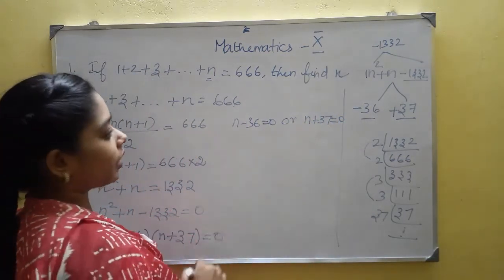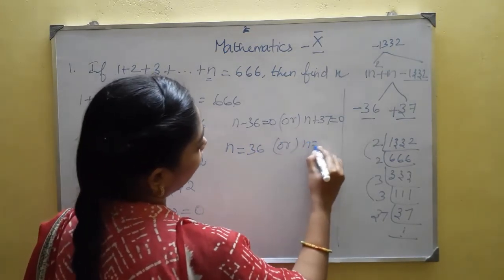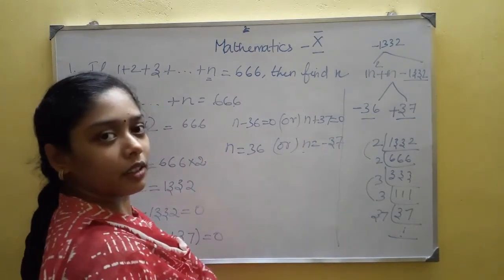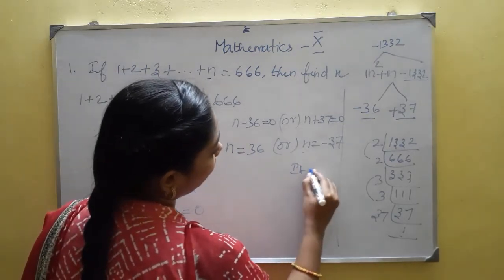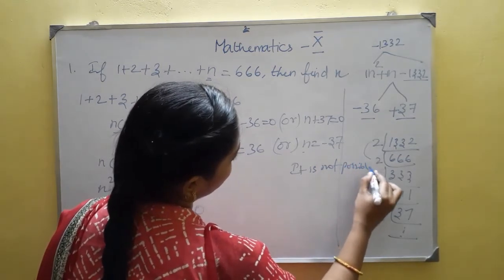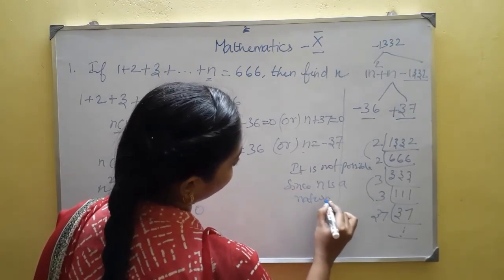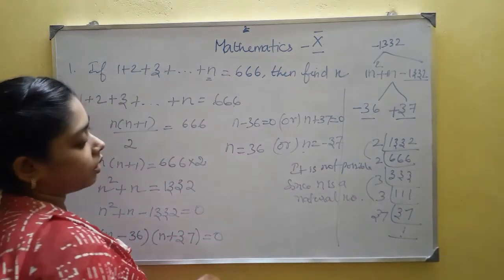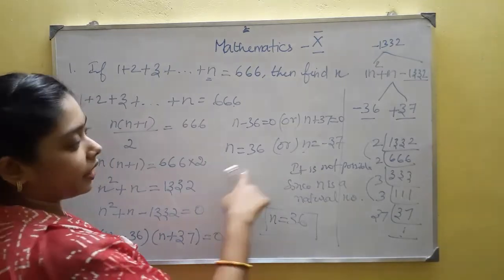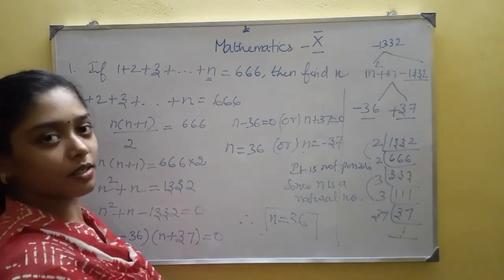There are two options right now. n gives you 36, or n equal to minus 37. What we said, n is a natural number. Can n be negative? No. So it is not possible since n is a natural number. Therefore your n value is 36. So n equal to 36 is your answer.